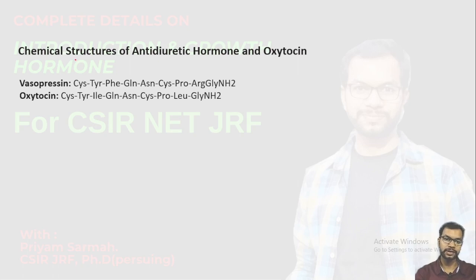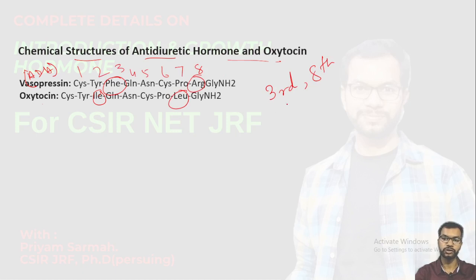Next, the chemical structure of antidiuretic hormone and oxytocin is very important. Please remember here, it is vasopressin, antidiuretic hormone, and oxytocin. Everything is the same, only the third position and eighth position. See here, only the third position and eighth position. First, second, third, fourth, fifth, sixth, seventh, eighth. Only the 8th position is different. Third and 8th position, there is a difference between vasopressin and oxytocin.